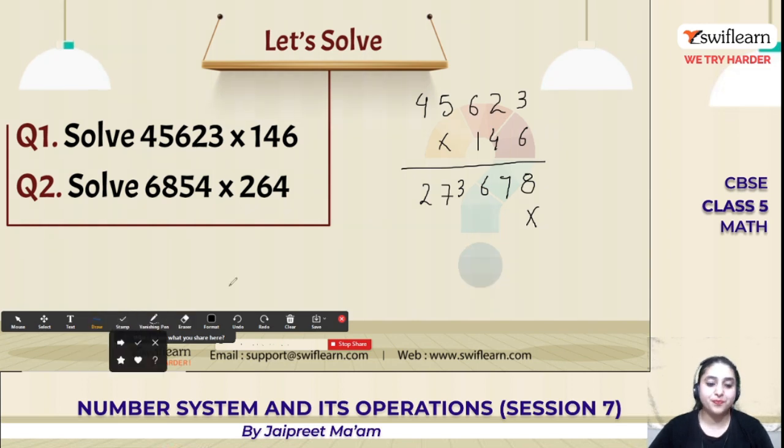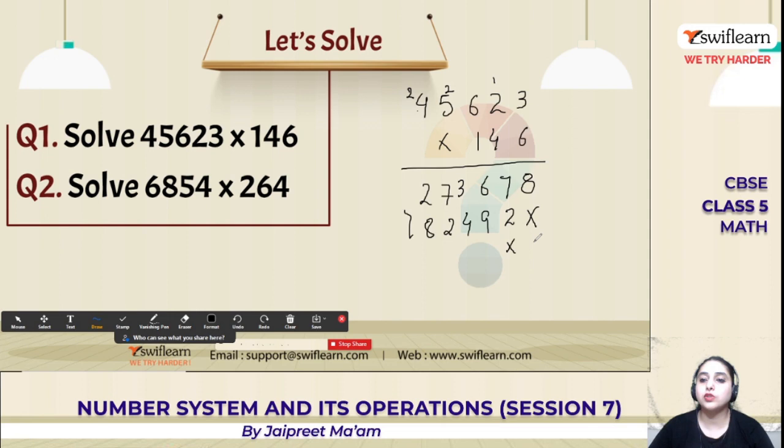Okay? Now you have 4. 4 times 2 is 12. 1 carry forward, 4 times 2 is 8 and 1 makes 9. 4 times 6 is 24. 2 carry forward. 4 times 5 is 20 plus 2 is 22. 2 carry forward and 4 times 4 is 16 plus 2 is 18. Right? Now next put cross on tens place and on ones place and perform the multiplication.